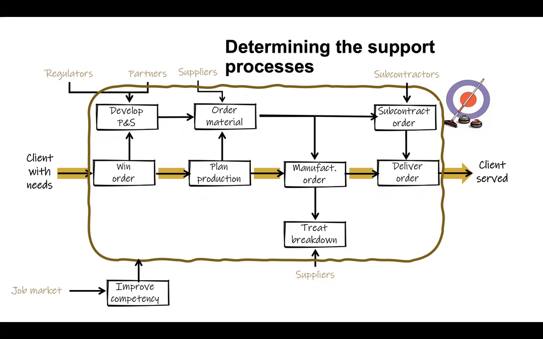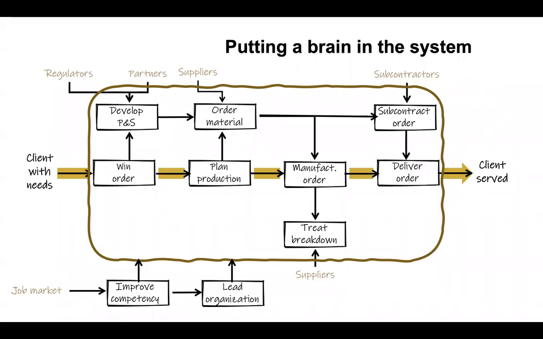Now, what is missing in this model is a brain. So let's put a brain in the system. This is the brain of the organization. It is here that direction is set, objectives are set, performance is monitored, and decisions are made. Okay. You see here, I changed the name of the process from maintain equipment to treat breakdown. Okay. I will explain now in the next slide why. I still keep this lead organization there.